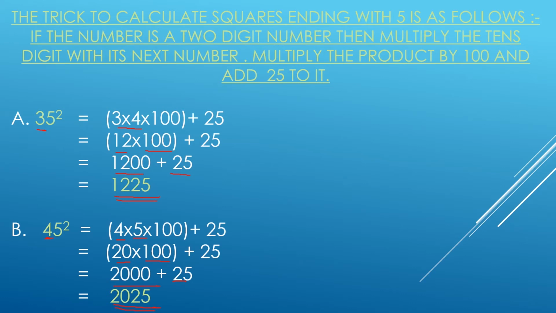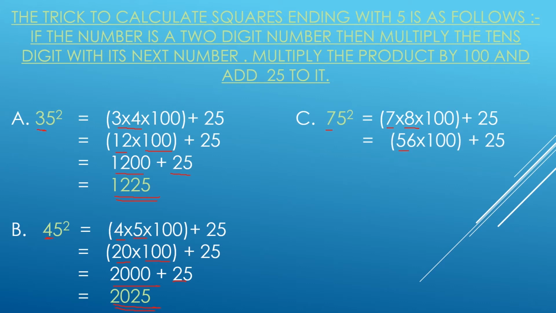Now let us see one more example, which is 75 square. Here the 10th digit is 7. So we multiply 7 with its next number, that is 8, which gives us 56, which we multiply by 100, which gives us 5600, which we add 25 to get 5625, which is 75 square.